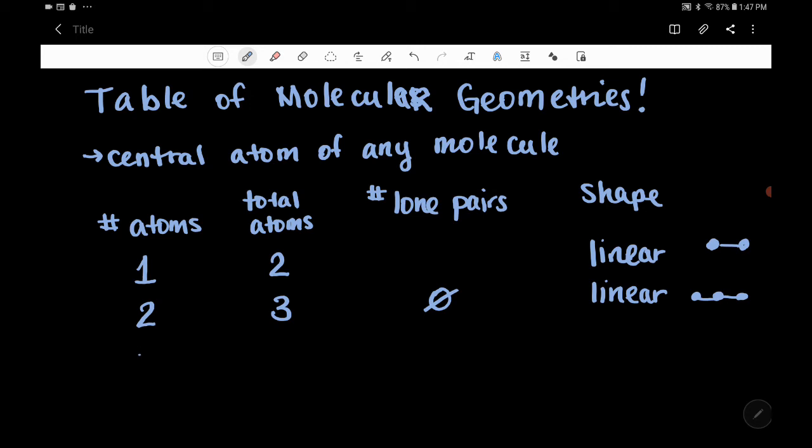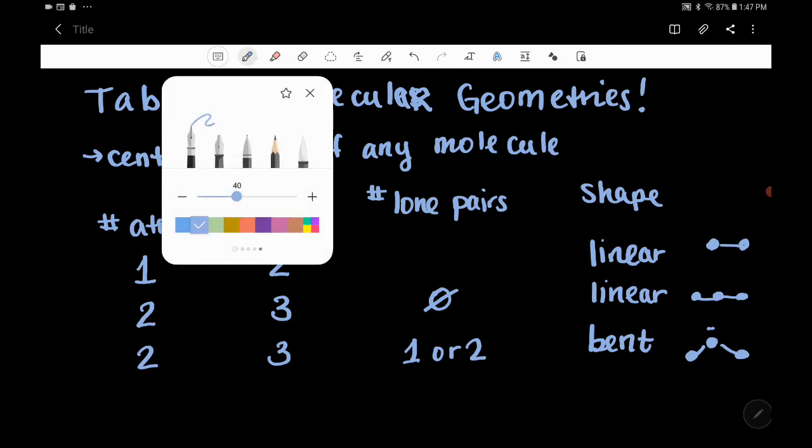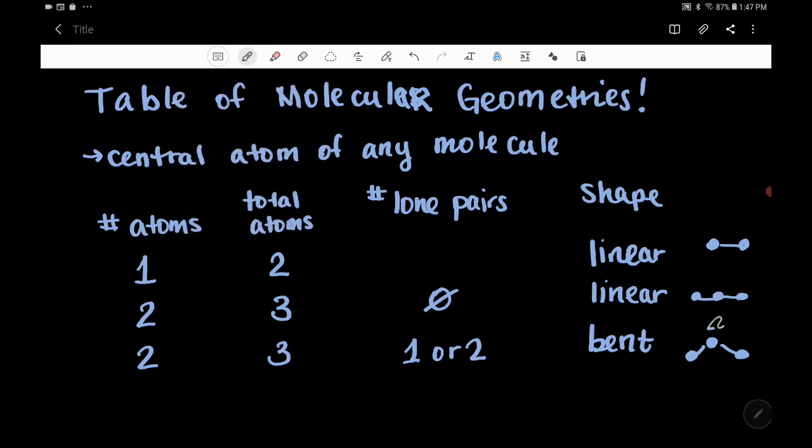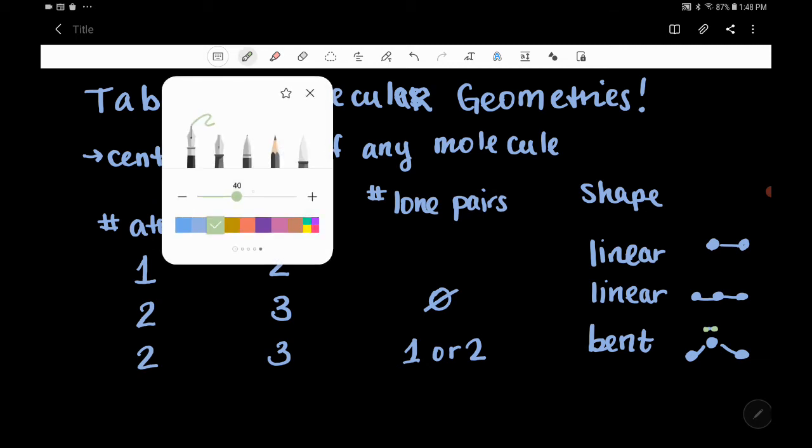If we have two atoms attached to the central atom, so three atoms total, and one or two lone pairs on the central atom, then that's going to be bent. Having one set of lone pairs or two shifts everything down. So that's what bent looks like: three total atoms, two attached to the center, and then one or two lone pairs. Let's get those in a different color so you can really see that those are lone pairs. Okay, back to our table.